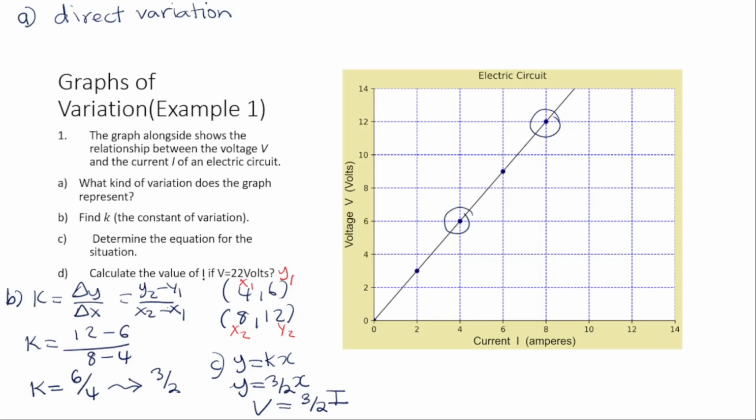Calculate the value of I if V is 22 volts. That is what we are going to look at in part D. So where there is V, we're going to put 22, because we have been told that this situation has 22 volts. We need to find what I is. So we have 3I over 2. We cross multiply and we'll have 3I being equal to 44. So our I, the current, we divide both sides by 3 and we'll have 44 over 3.